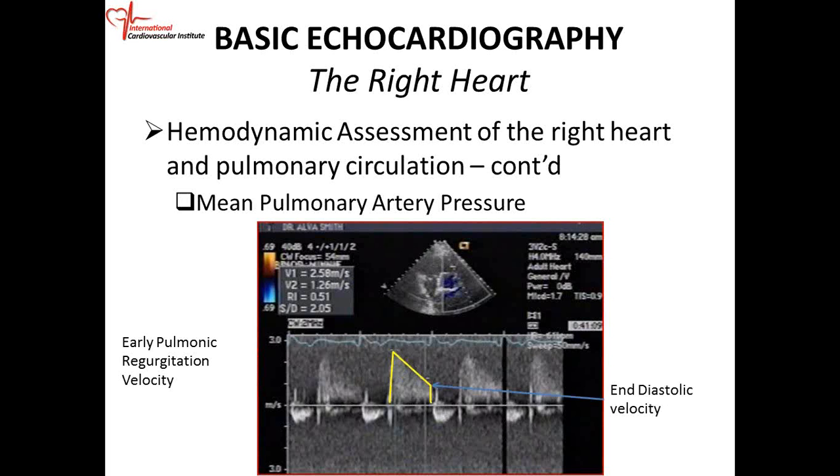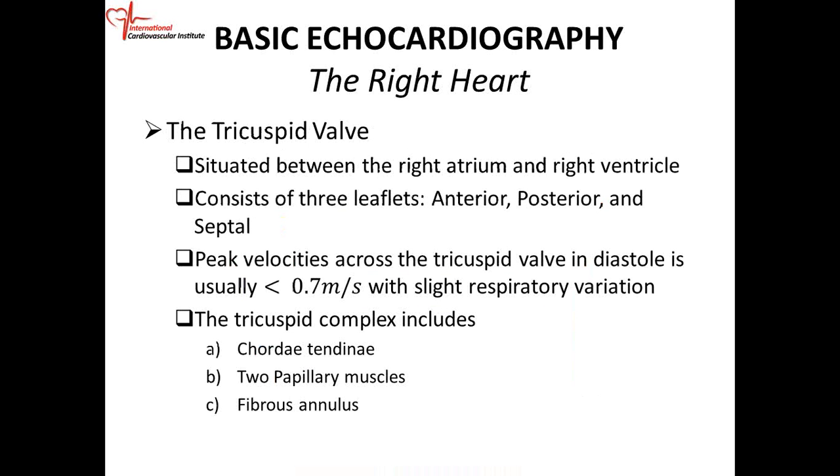And then you can also use, you already get your pulmonary artery systolic pressure and your pulmonary artery diastolic pressure. So the mean PA pressure would be 1/3 the systolic plus 2/3 the diastolic. Any question about that?